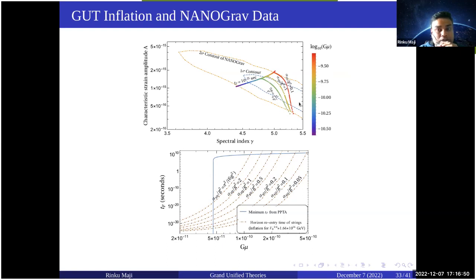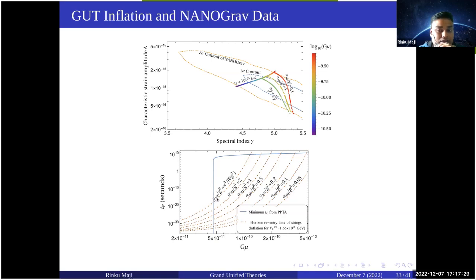So in our work, we have shown that strings in a GUT inflation can still satisfy the NANOGrav data. Here this blue line shows the minimal t_F, the horizon re-entry time that is necessary to satisfy the PPTA bound. And this brown dash-dot line corresponds to the horizon re-entry of the strings depending on the ratio of this coupling.